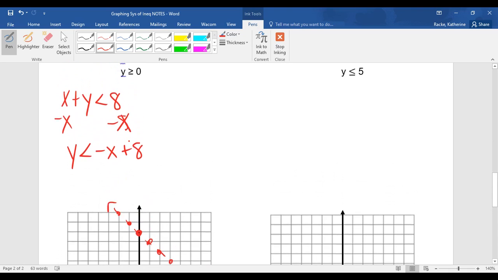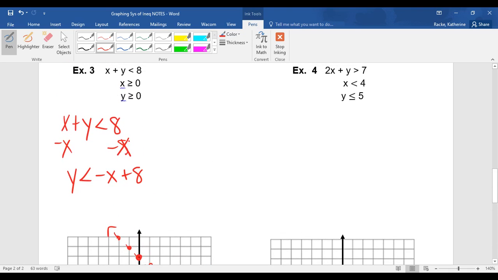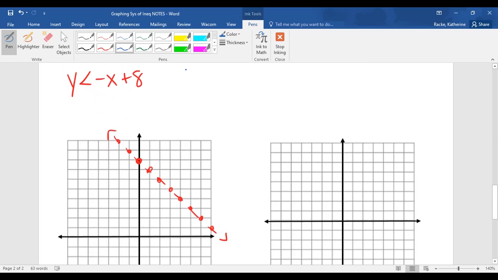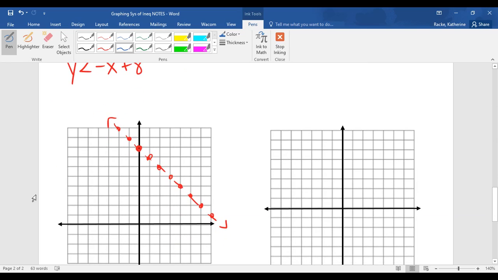And now we need to graph a vertical line here for x. So at x is 0, so right along the y-axis, I would have a line. And then y is also 0, so I would have a line going down the y-axis as well.